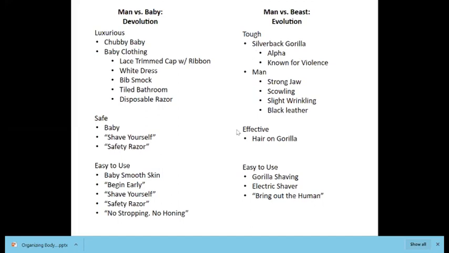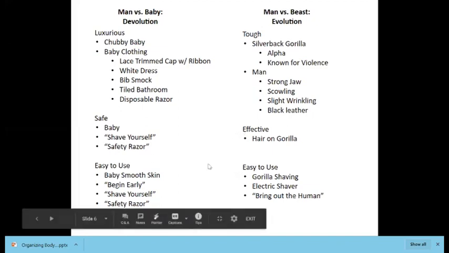When I get down to the section about it being effective, I might mention how the other ad had the baby shaving, which interestingly enough suggested that there was no hair there at all to deal with, which is kind of odd. And then I'm going to talk about how this one suggests that you can shave a gorilla and make it look like a person. When we get down to the ease of use, again, that's going to be kind of a continuation from its effectiveness.